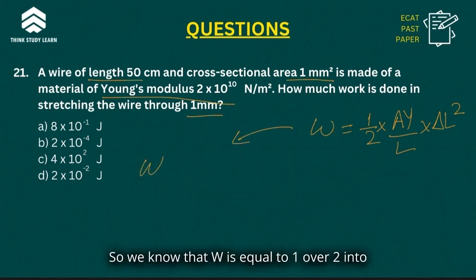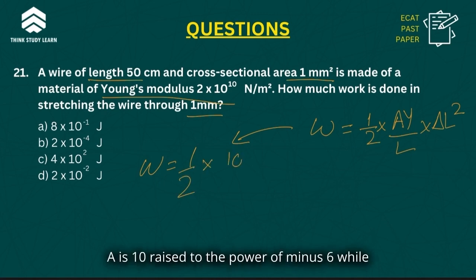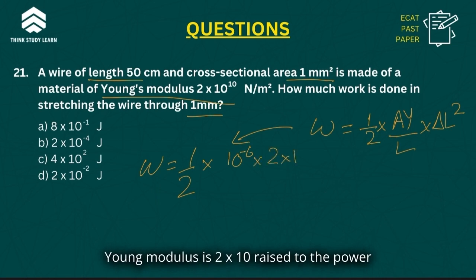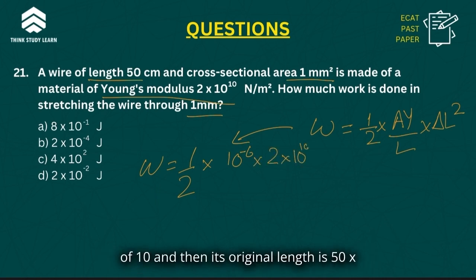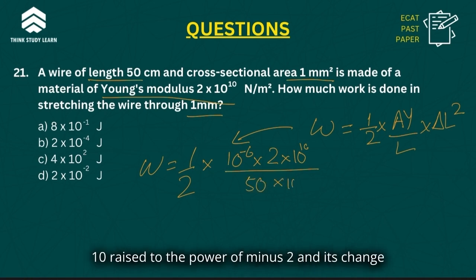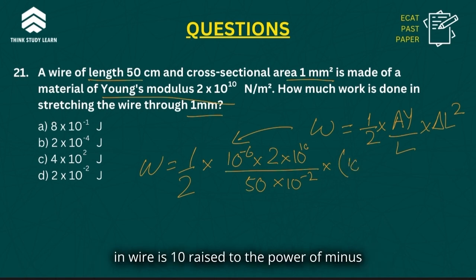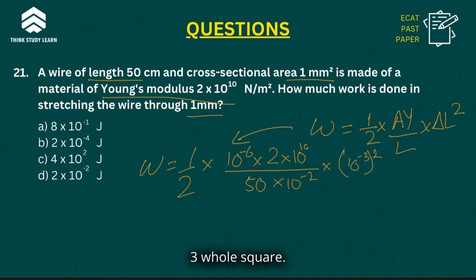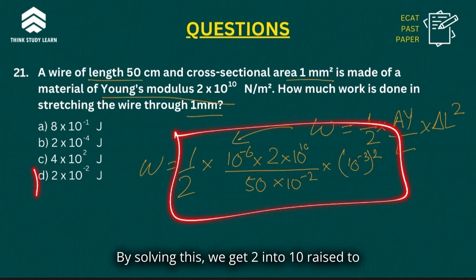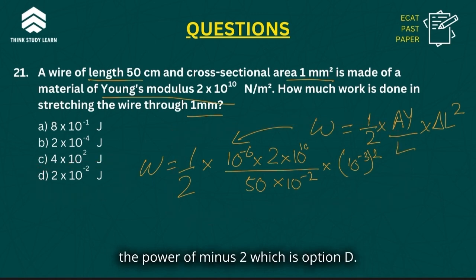So we know that W is equal to 1 over 2 into A is 10 raised to the power of minus 6, while Young's modulus is 2 into 10 raised to the power of 10, and then its original length is 50 into 10 raised to the power of minus 2, and its change in length of the wire is 10 raised to the power of minus 3 whole square. By solving this, we get 2 into 10 raised to the power of minus 2, which is option D. Therefore, option D is the correct answer.